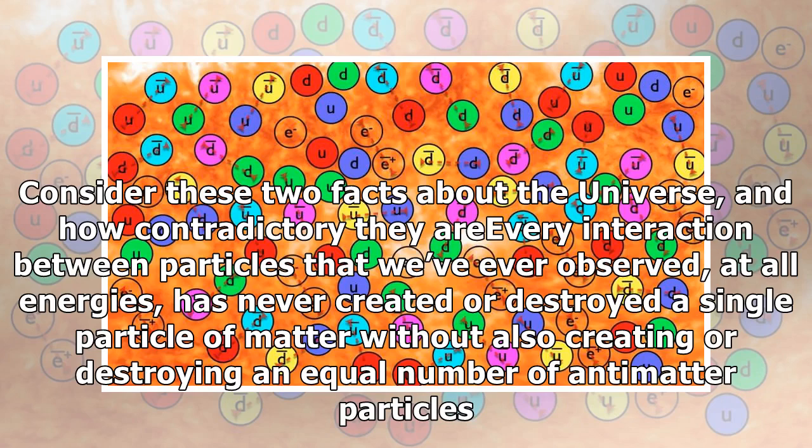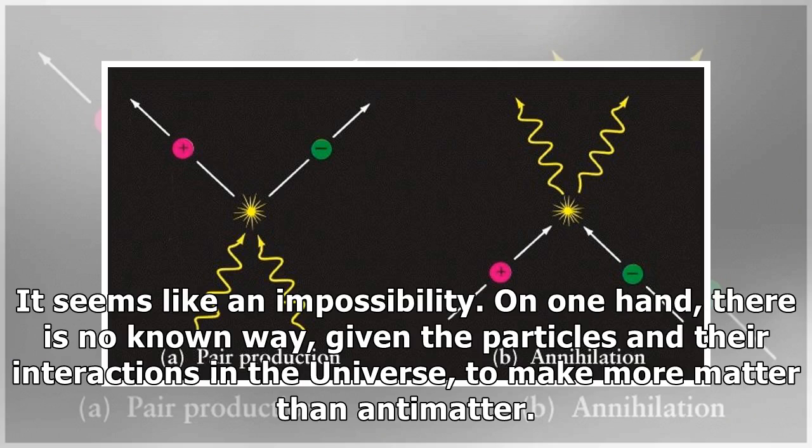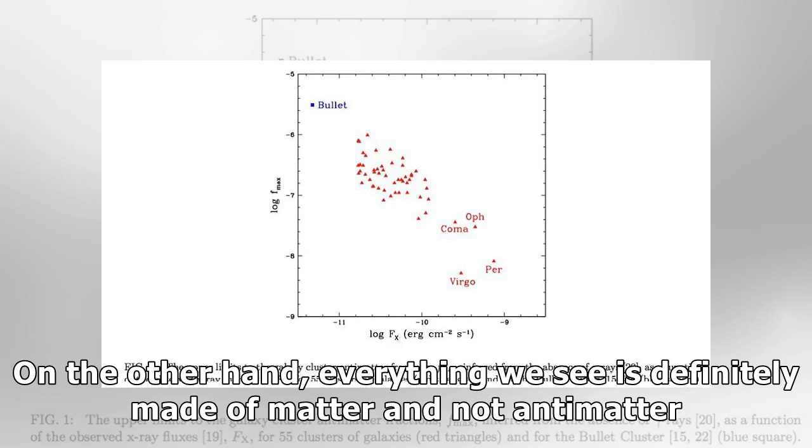Consider these two facts about the universe, and how contradictory they are. Every interaction between particles that we've ever observed, at all energies, has never created or destroyed a single particle of matter without also creating or destroying an equal number of antimatter particles. When we look out at the universe, at all the stars, galaxies, gas clouds, clusters, superclusters and largest-scale structures everywhere, everything appears to be made of matter and not antimatter. It seems like an impossibility. On one hand, there is no known way, given the particles and their interactions in the universe, to make more matter than antimatter. On the other hand, everything we see is definitely made of matter and not antimatter.